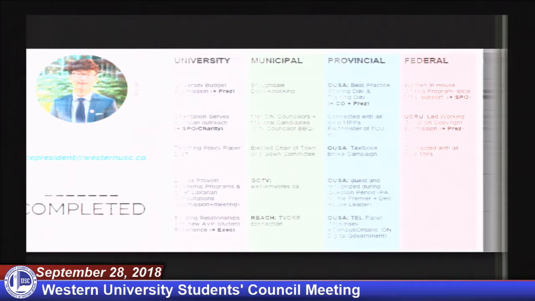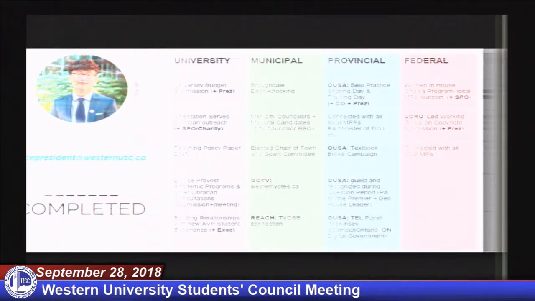Municipally, we did a Broughdale door knock to talk to students on Broughdale about making sure that they know everyone who's in their house, making sure that they're checking their fire alarm and all that sort of thing. And that was with our new advocacy task force. I've now connected with all the city councillors as well as most of the mayoral candidates in this next election, and we also had our city councillor barbecue.